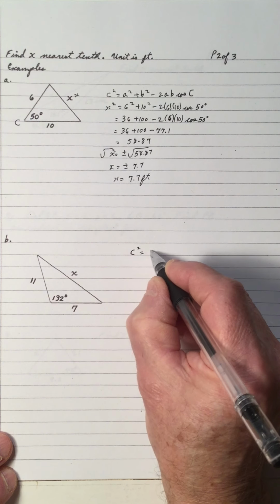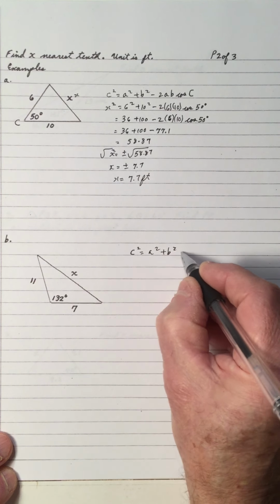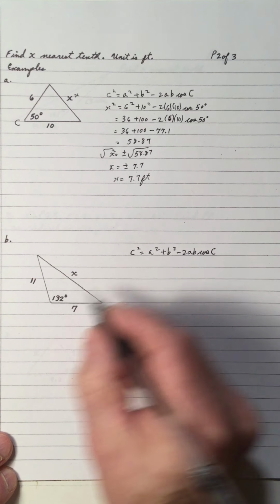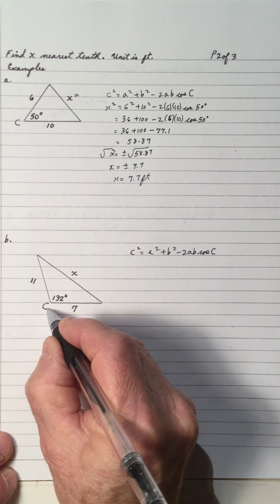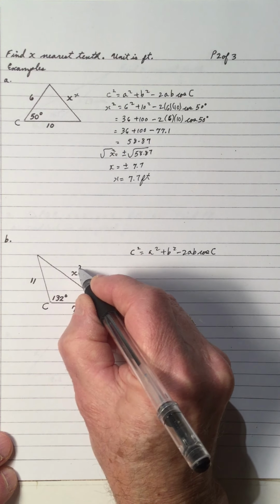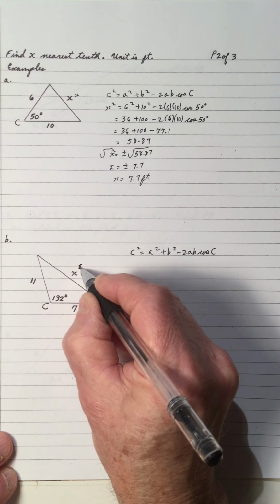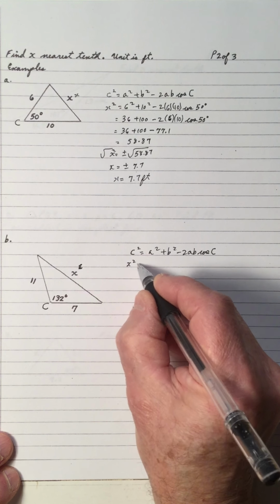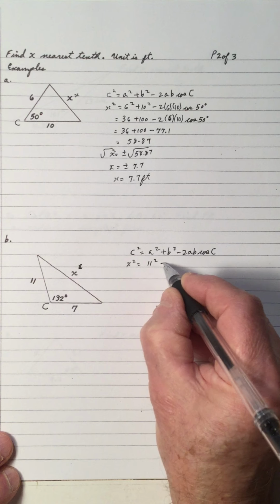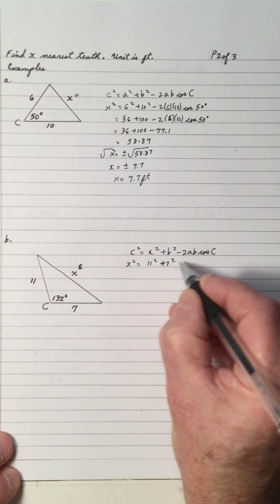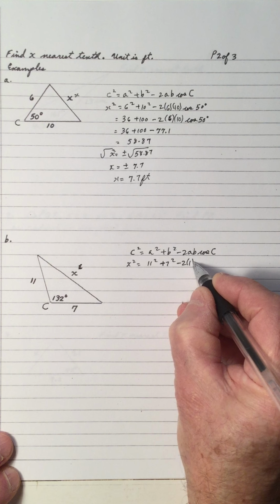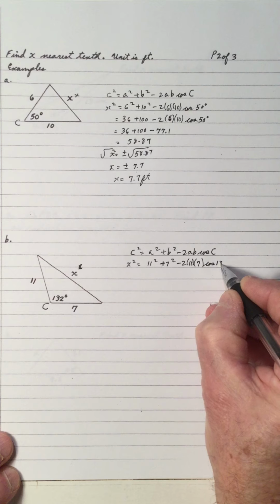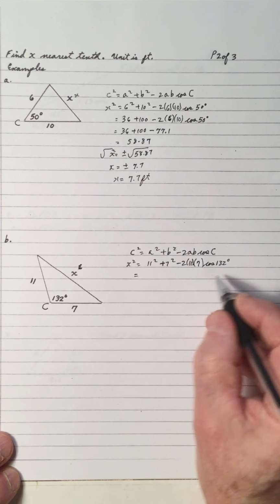So c squared is a squared plus b squared minus 2ab cos angle C. Again, the angle that I have, I'll call C, and the side opposite that I'll call small c. A and b could be either one of these two. So x squared equals 11 squared plus 7 squared minus 2 times 11 times 7 cos 132.